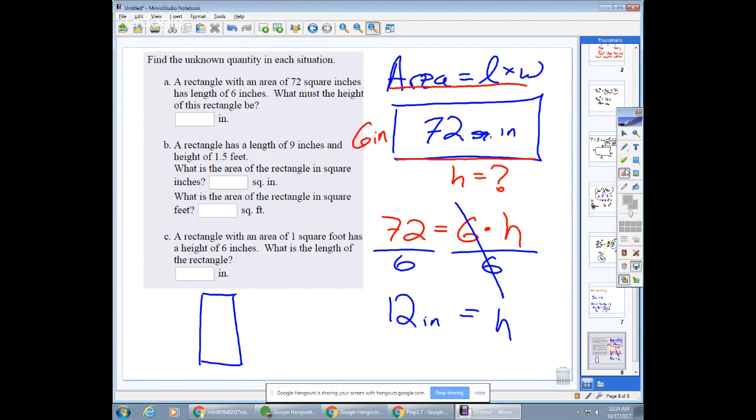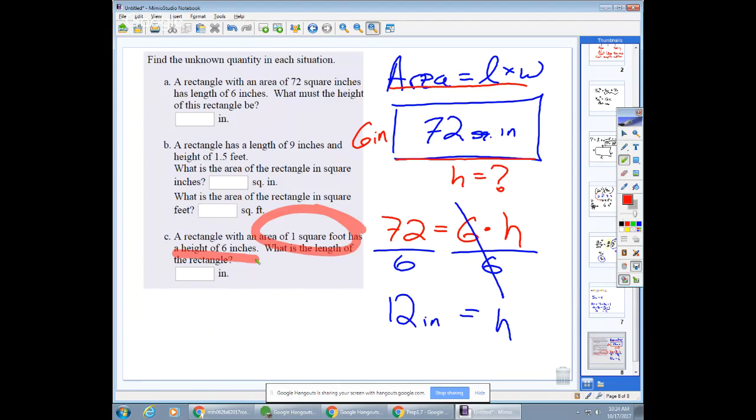And some days that freaks me out and I redraw it. I hear you. All right, let's skip down to C. I'll leave B for fun for you. A rectangle with an area of 1 square foot has a height of 6 inches. What is the length?